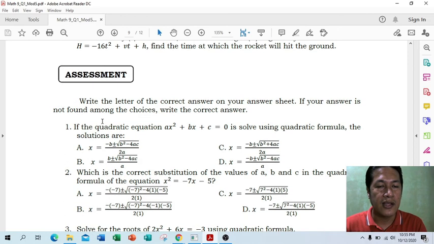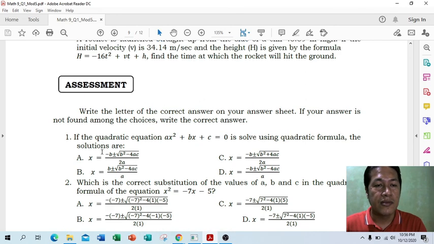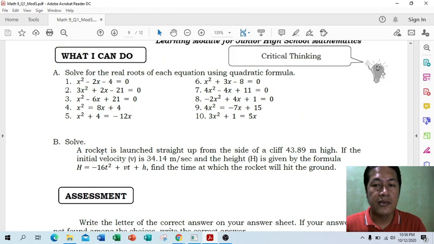Write the correct letter on your 1/4 sheet, with your name, module 5, and section. That's all. So I hope it will be a big help in your module. Okay. Good luck.